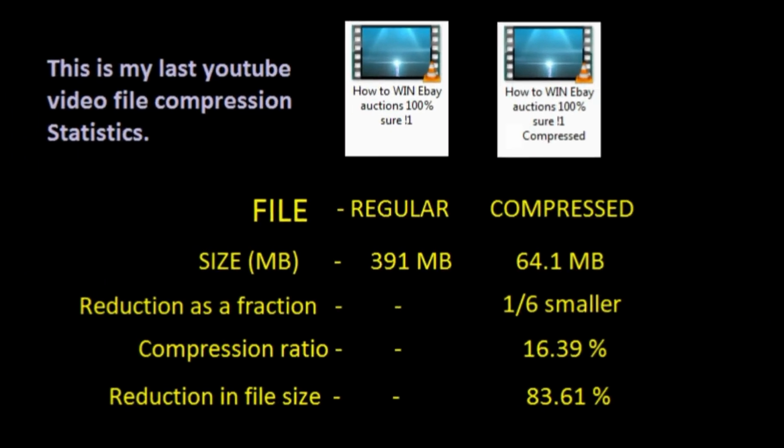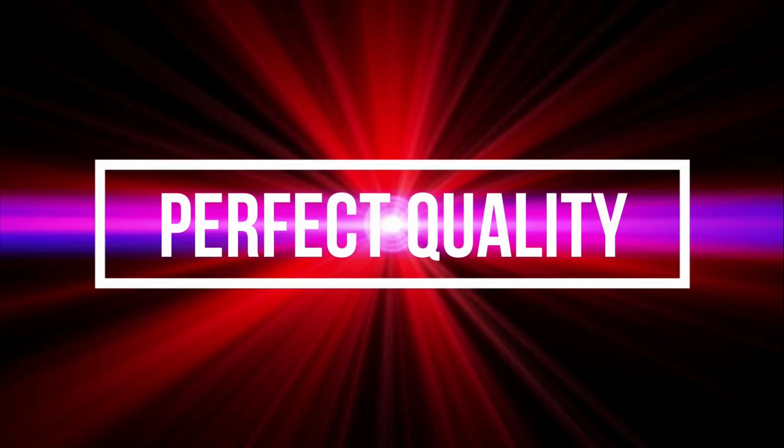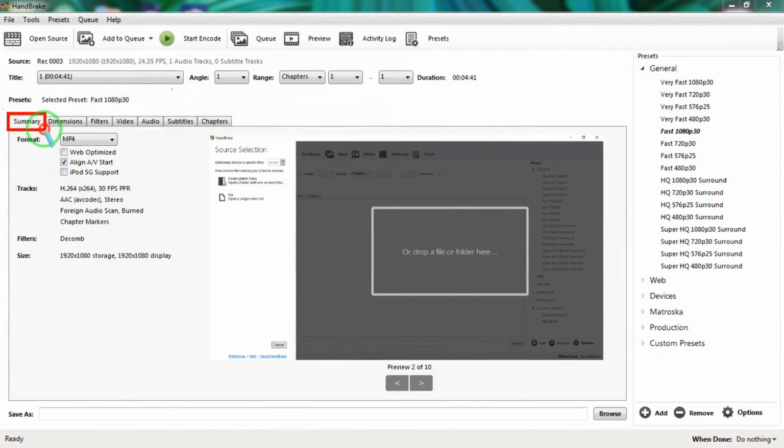Now I will show you my preferred settings, where I compressed a file of 391 megabytes into a smaller file size of 64.1 megabytes, where the compression ratio is almost 1/6. In other words, the compressed file is 16.39% of the original file. That means the compressed file has become 83.61% smaller than the original file size. Even though we get a much smaller file after the compression, the quality of the video seems to be very perfect. Now let's look at the settings where you can get the best compression mentioned above.